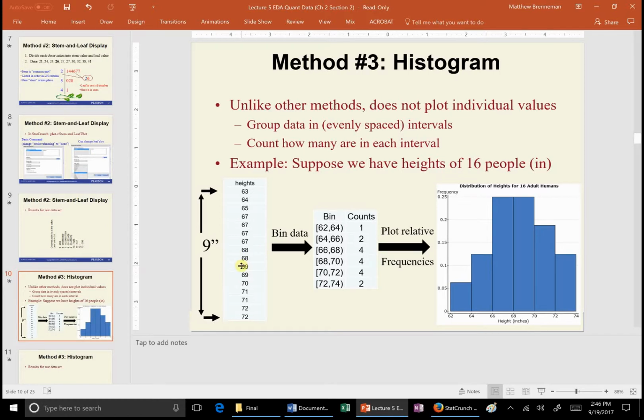Everybody's good on making them? Now, one tricky part with stem and leaf and histograms is how to choose these stems and how to choose a number of bins. Let's go back to stem and leaf for 1 minute.